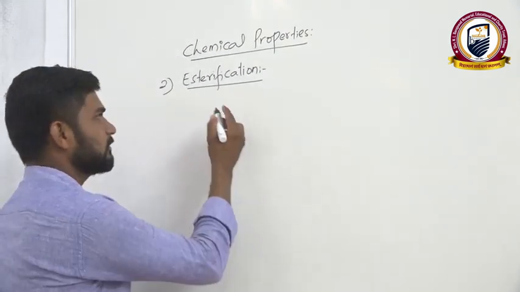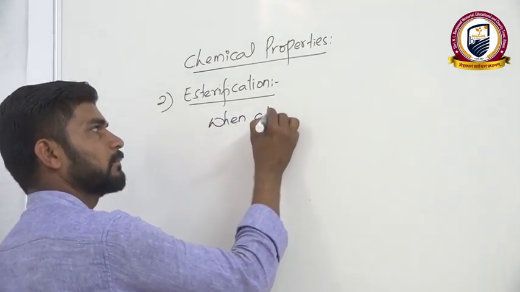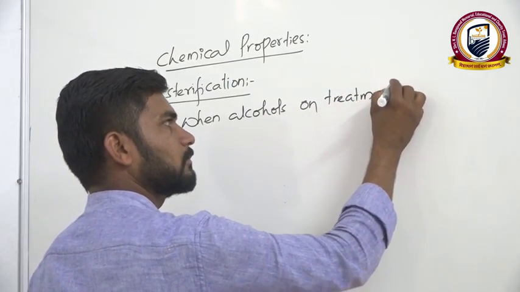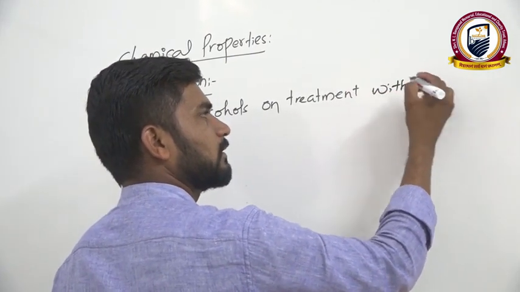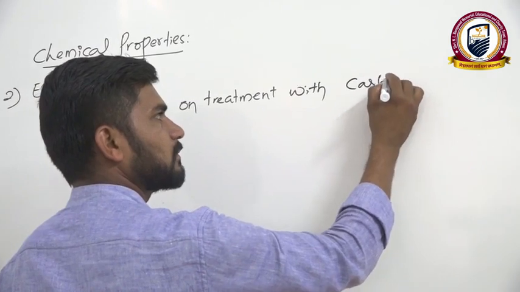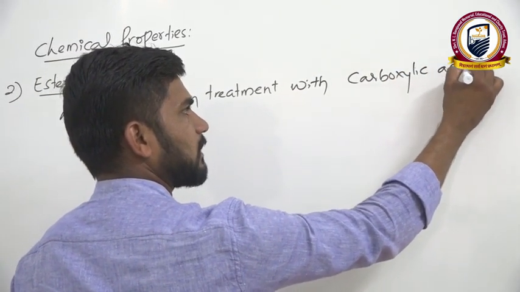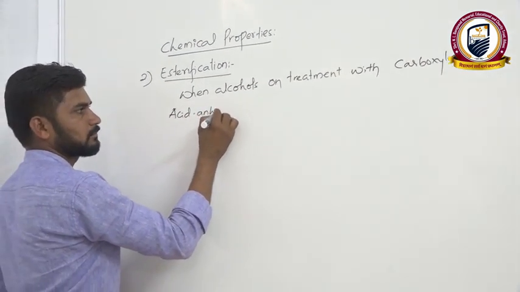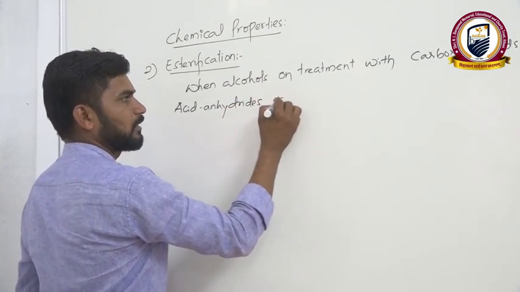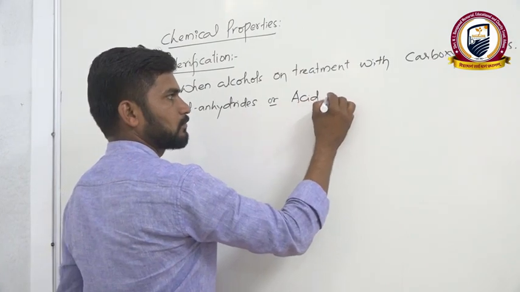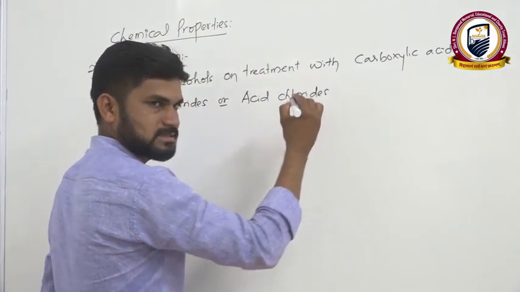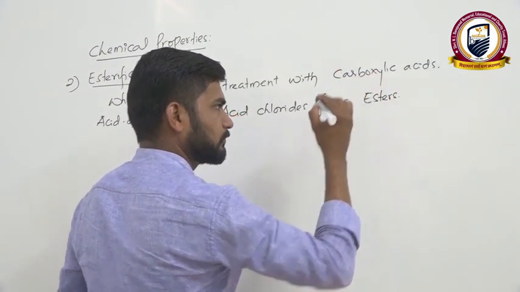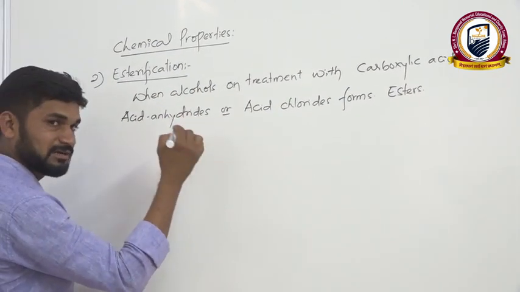So see here. When alcohols are treated with carboxylic acids, or we can also treat with acid anhydrides, or we can treat with acid chlorides also, they form the corresponding esters. For example, let us go for the general reaction here.